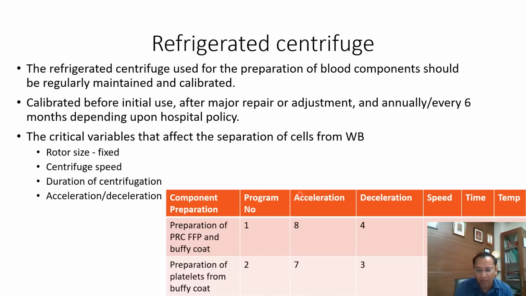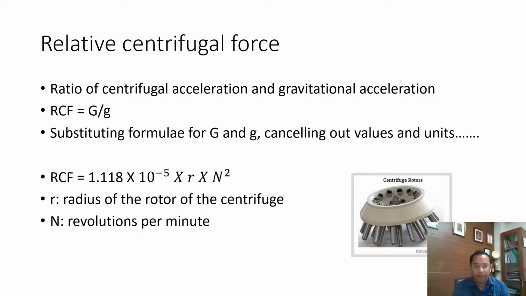So this is a program that we have in our center where we prepare the packed red cell, FFP and buffy coat. So in the program you can self-assign a number to it. So it can be program 1 or 2, and you can then put the acceleration and deceleration along with speed, time and temperature, so that you don't need to change it every time. You just press the program number and that's it.